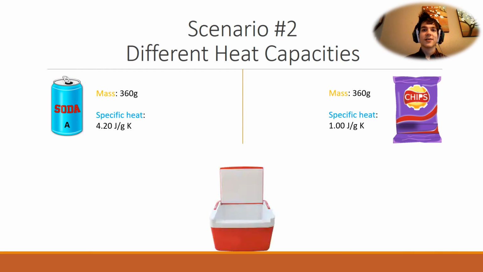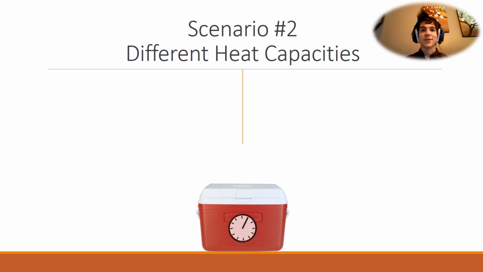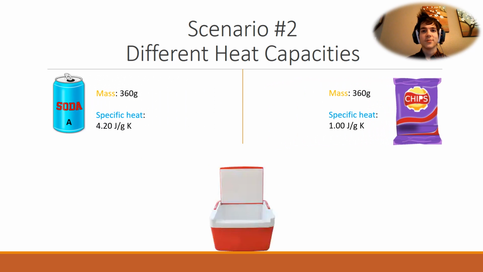Now let us visualize a similar scenario, but with items of much different specific heat capacities. Here we have soda A placed in an insulated container with a bag of chips. Suppose in this case, we measure the initial temperature of the bag of chips, but not of soda A. After the heat transfer occurs, the two items are then removed from the cooler, and the temperature change in the bag of chips is found to be 37.5 Kelvin. Considering the information that this scenario provides us, we can utilize the specific heat formula to determine soda A's temperature change.